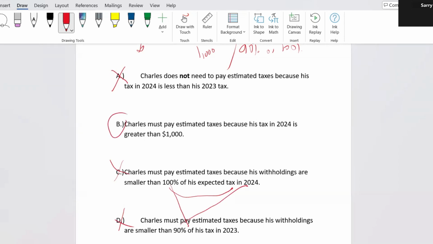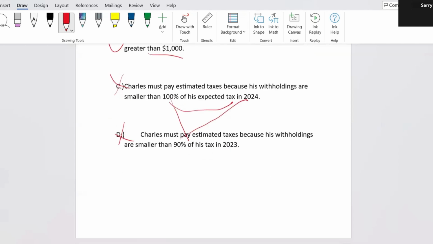Which makes this one correct. There's a very slight difference here, because it says Charles must pay estimated taxes because his tax in 2024 is greater than $1,000. It's actually $1,000 or more. But the point is that that's the right one. So that you're not confused, you eliminate the other answers first, leaving you with the correct one. At least $1,000, and he's paid less than 90% of the current or 100% of the previous, because he paid zero, which leaves the answer B.